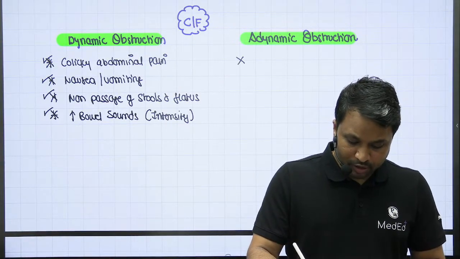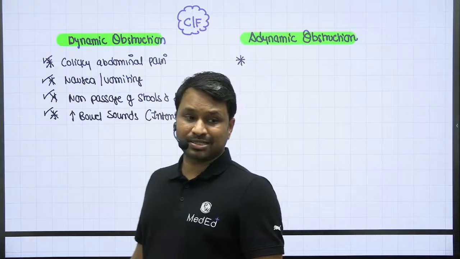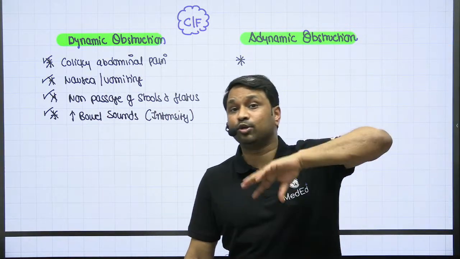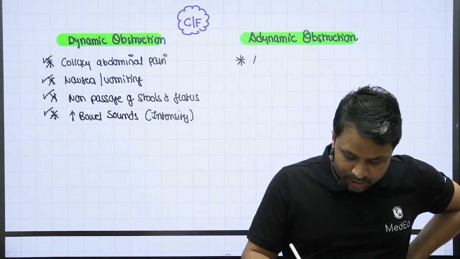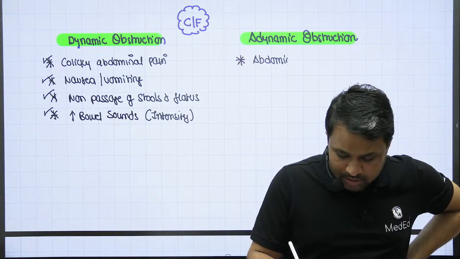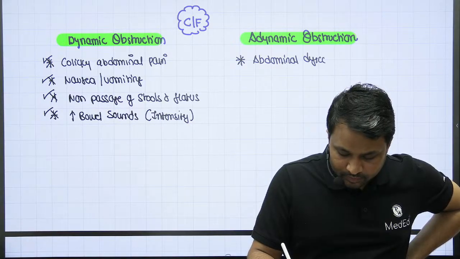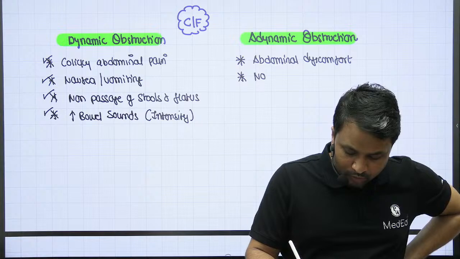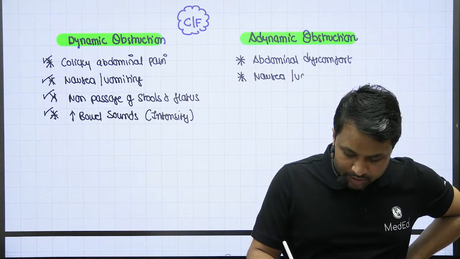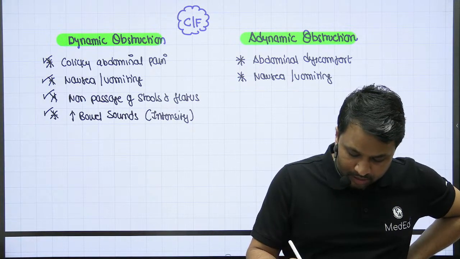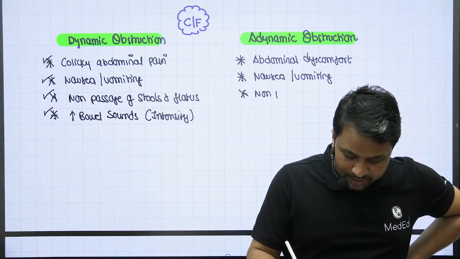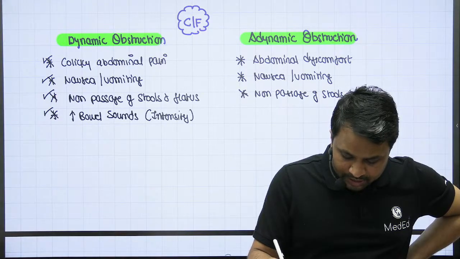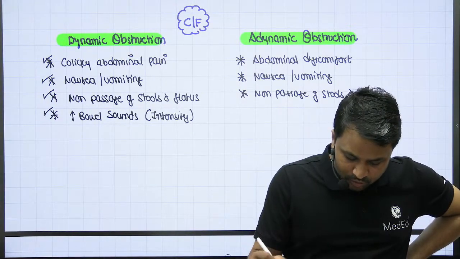See, the concept of adynamic bowel obstruction is that there is no peristalsis. The pain in dynamic bowel obstruction is because of intense peristalsis to overcome the obstruction. Here peristalsis is not there, so the patient will have abdominal discomfort. Now as the content cannot move forward, it is going to move backward, resulting in nausea as well as vomiting. Again, no peristalsis means no passage. There is non-passage of stools and flatus.